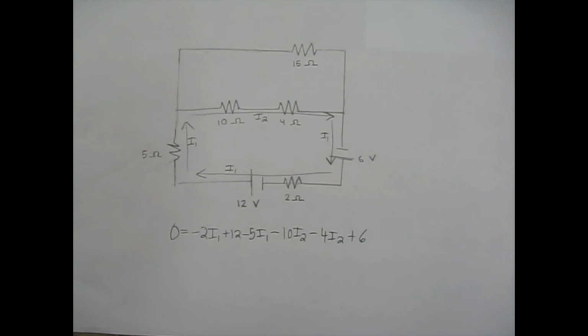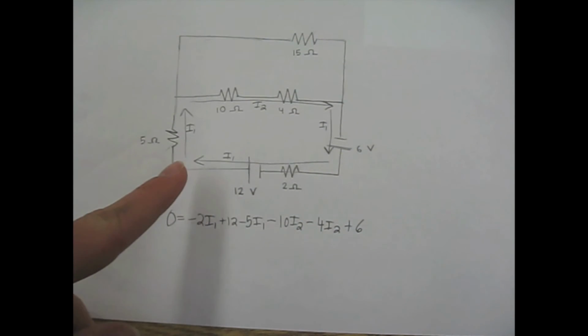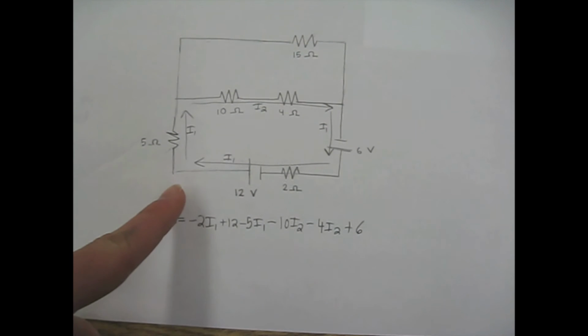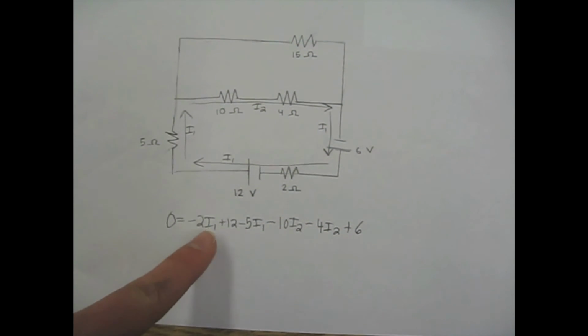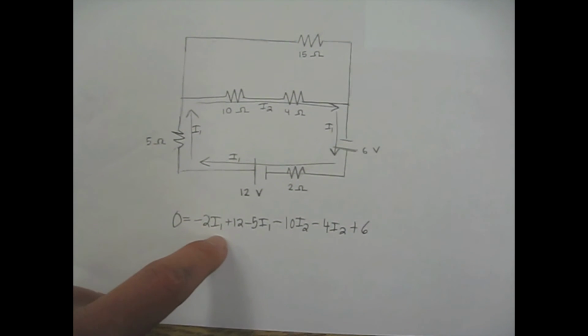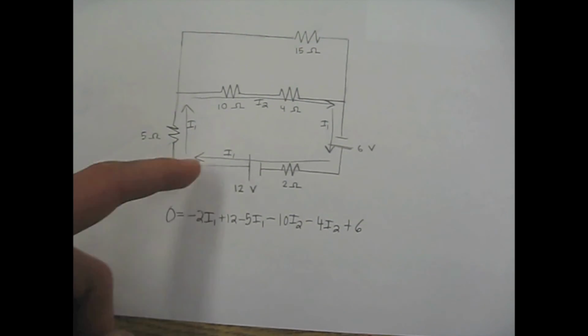By going from the negative to positive terminal of the battery, you add the voltage. When you go over a resistor in the direction of the current, you subtract the resistor times the variable for the current. This is derived from the equation V equals IR. These are then all added into one equation.